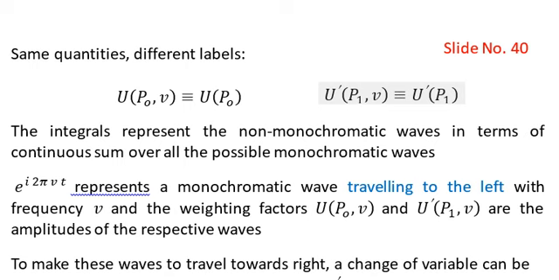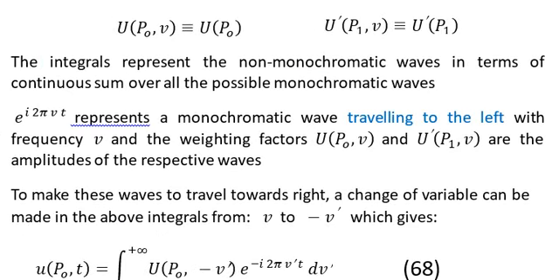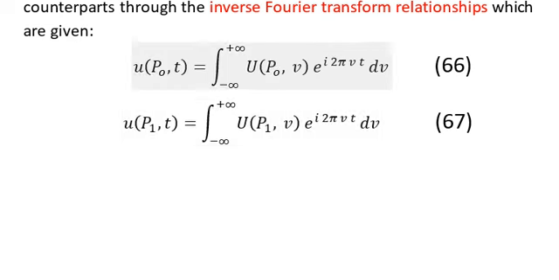The right hand side quantities implicitly involve the frequency nu, whereas the left hand side quantities explicitly involve the frequency nu. The integrals represent the non-monochromatic waves in terms of the continuous sum over all possible monochromatic waves. So you see that this sum, which is over the frequency nu, means that we are summing up the contribution in equation 66, the contribution at the point p naught, summing up all the contributions due to all frequencies. And similarly in equation number 67, we are summing up the contribution at all the clear aperture points for all the possible frequencies.